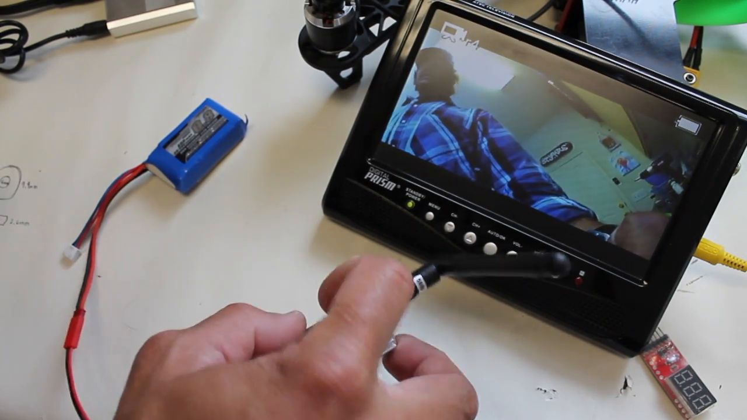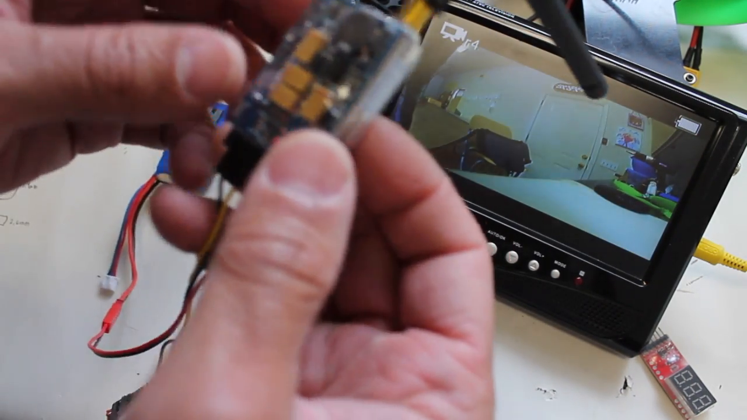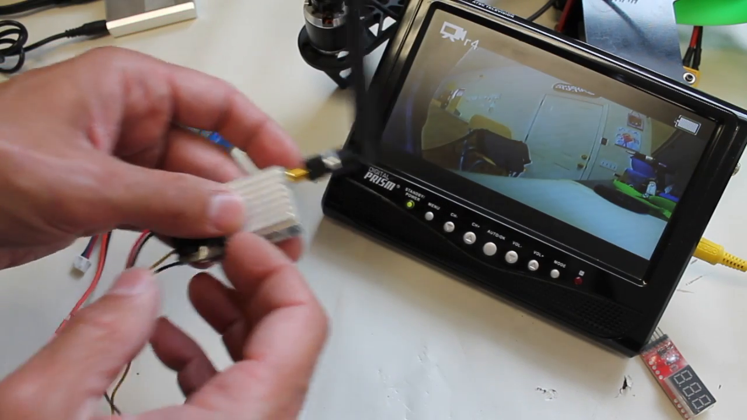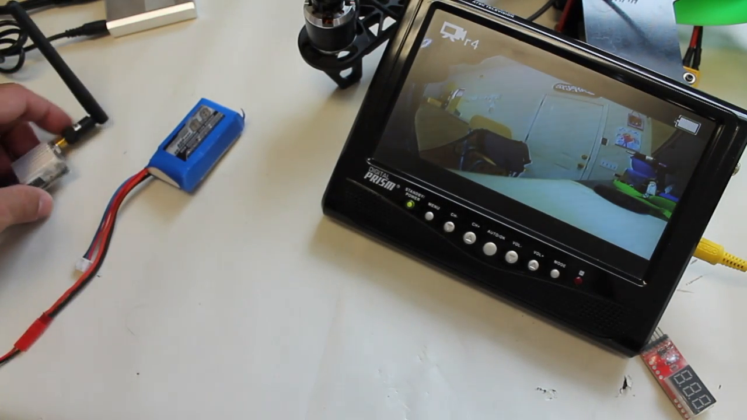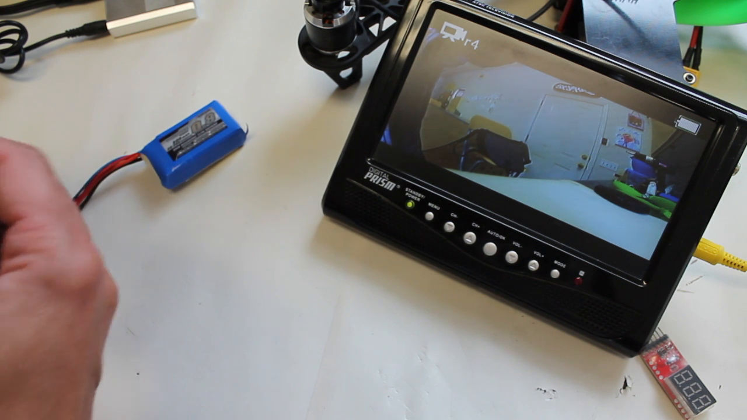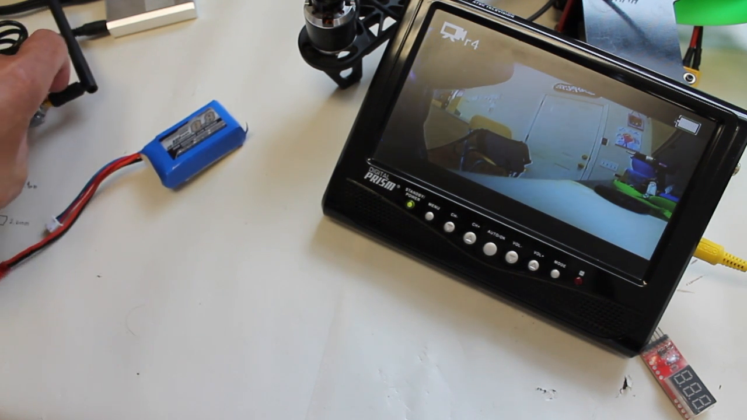And let me also point out that we are on channel 3 with our transmitter and receiver combo. I believe that's around 5,665 megahertz. That's channel 3 of that 5.8 gigahertz band.